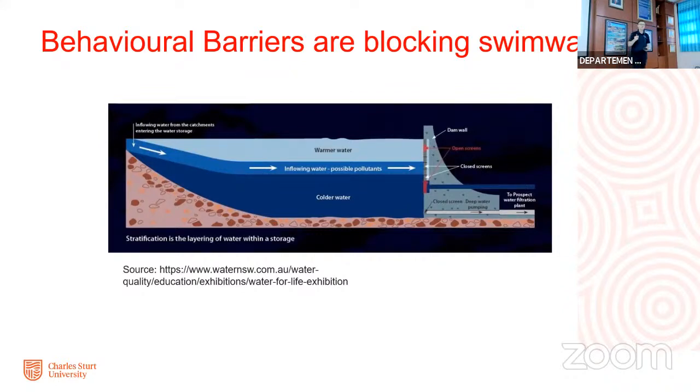Now, quite often at many dams, the water is released from the bottom of the dam, and so we quite often see the surface of the reservoir is warm, but the water immediately downstream is cooler. And that can create a barrier to fish. If the water is colder than the fish can tolerate, they will swim away. And so this is what we call a behavioural barrier.